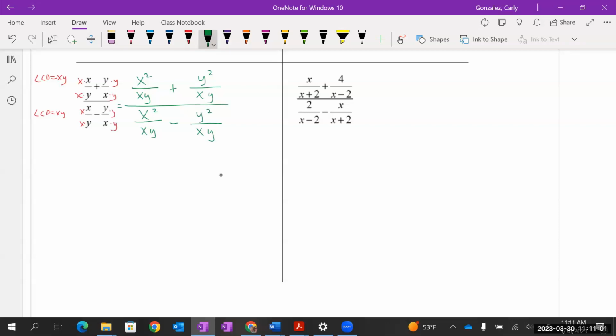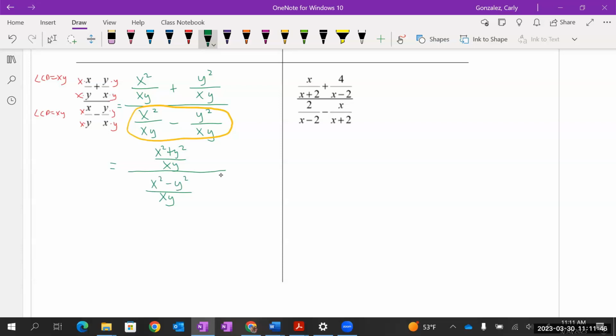So right now, technically speaking, nothing can cancel. However, once I get it into one fraction in the numerator, my denominators are the same, so I keep the denominator xy, and my numerators I add. They are not like terms, so I just get x squared plus y squared in the numerator. For the bottom, again, the denominators are identical, so I will keep those denominators the same. Now I can subtract the numerators, but they're not like terms, so I just get x squared minus y squared.